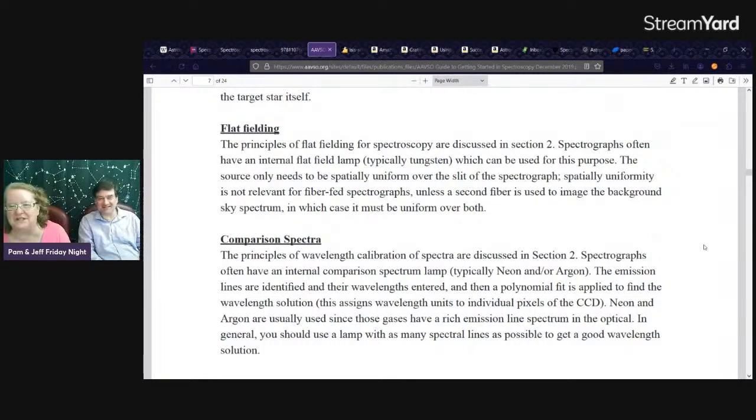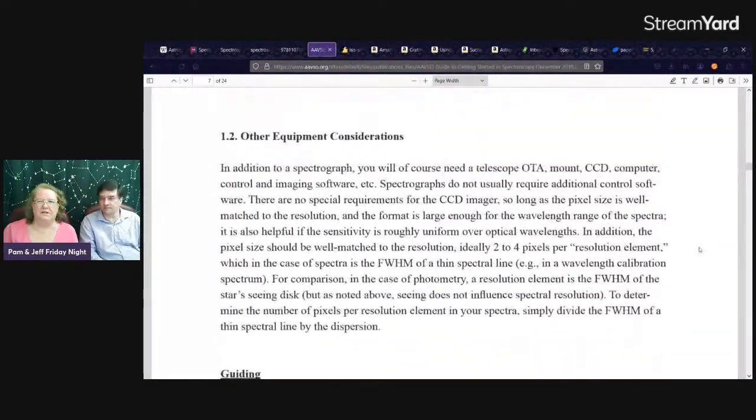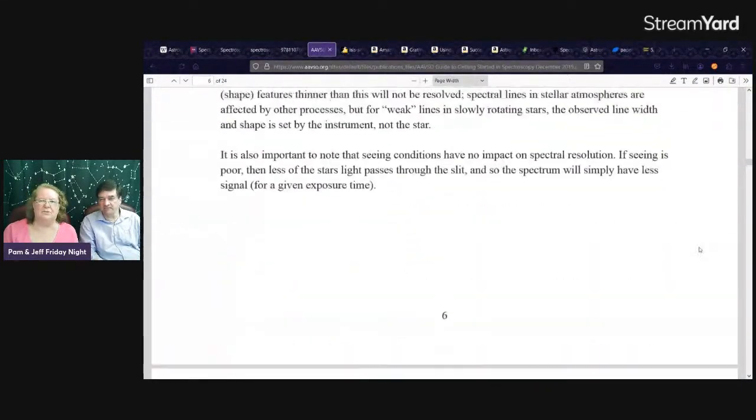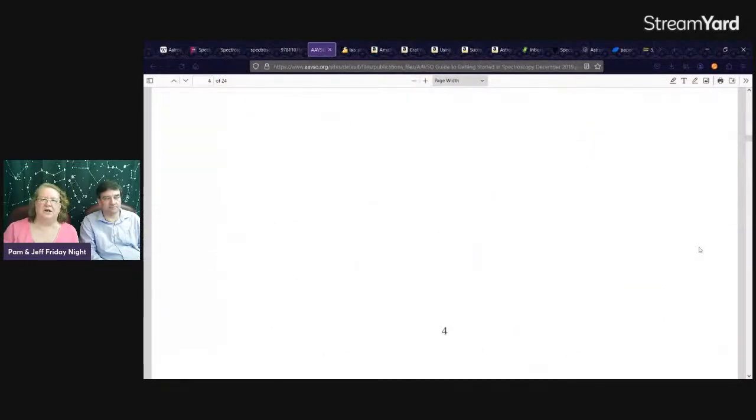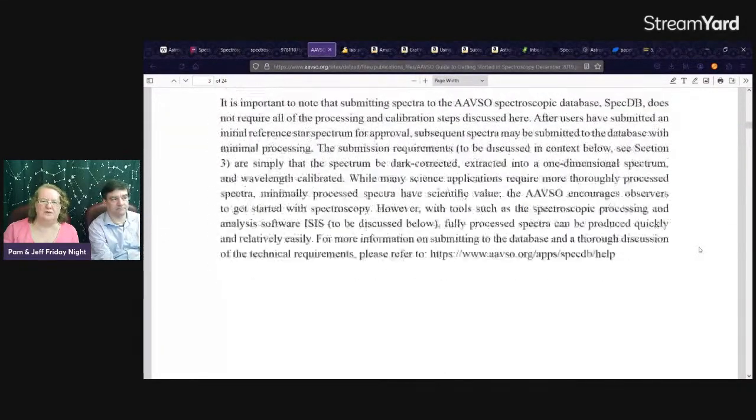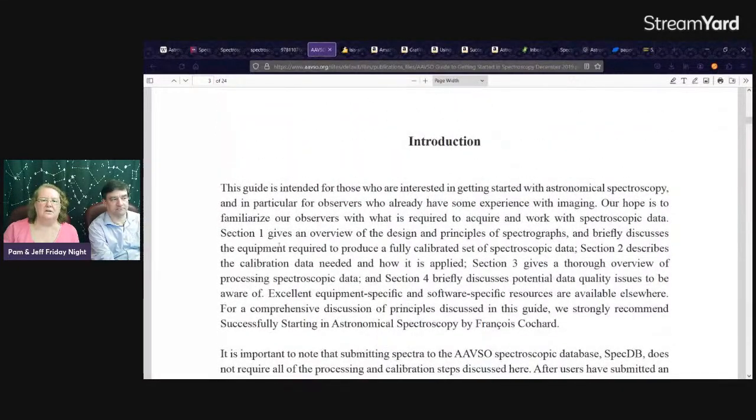We'll see. I did love the part where they said at AAVSO that you can submit your findings, what you see, and this is really good for people. And I know some of you out there already do this. They started right off the bat. Maybe it's in the introduction. I should have pointed out that it's particularly for observers who already have some experience with imaging, and maybe that means just taking pictures. I'm not really sure.